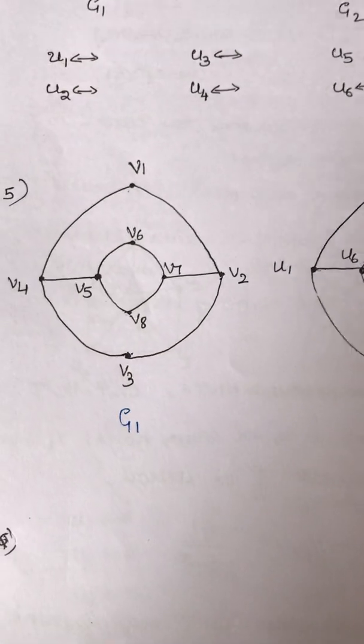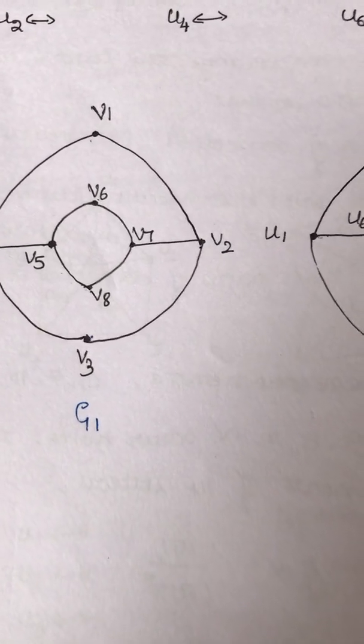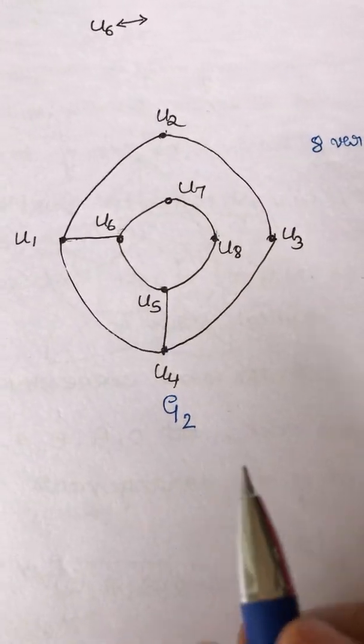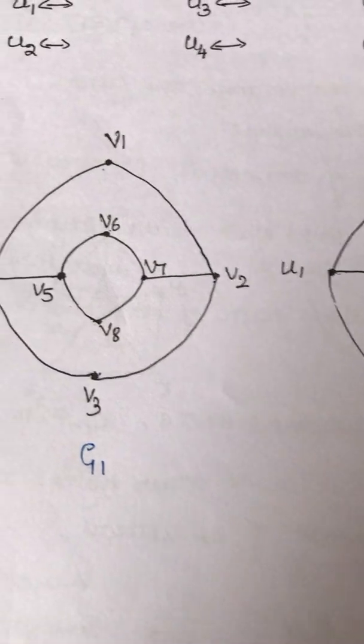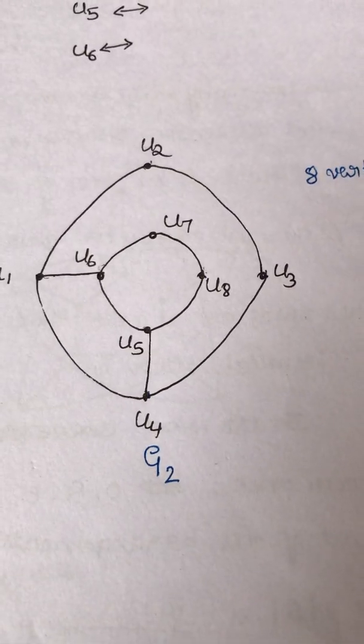Then comes the fourth point. In the fourth point, what should we discuss now? We have to do the mapping between the vertices. How to do the mapping? Something seems to be wrong here.